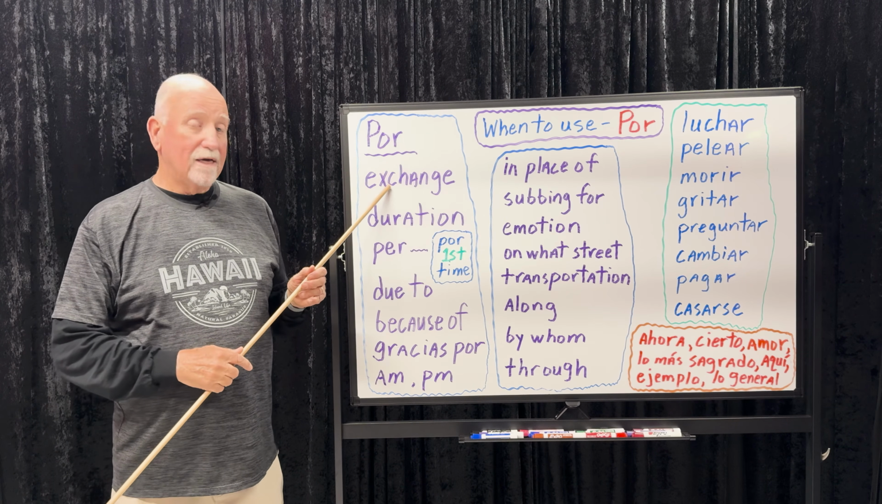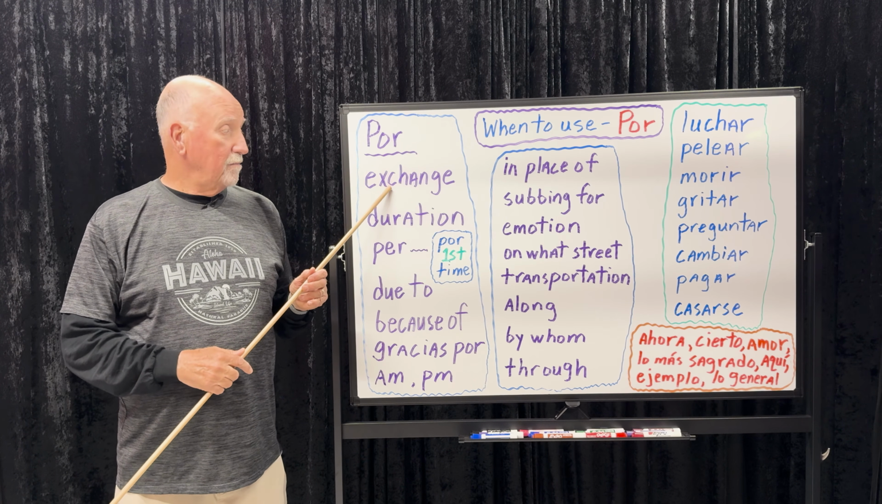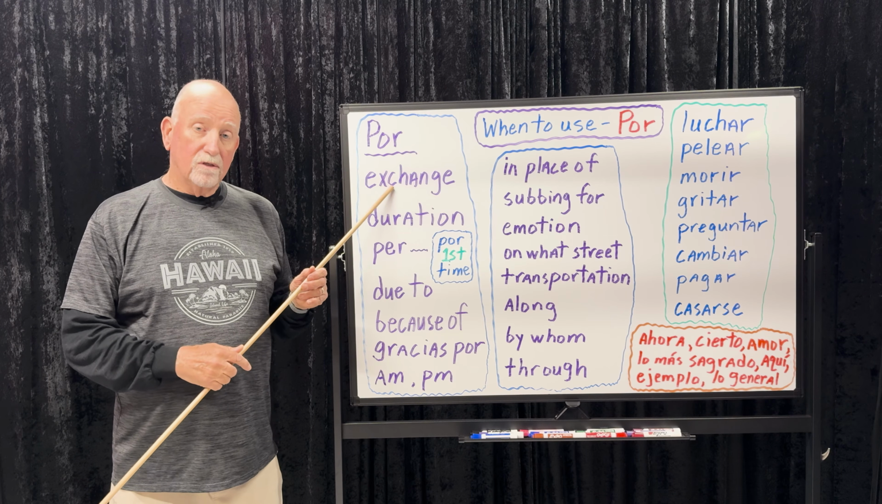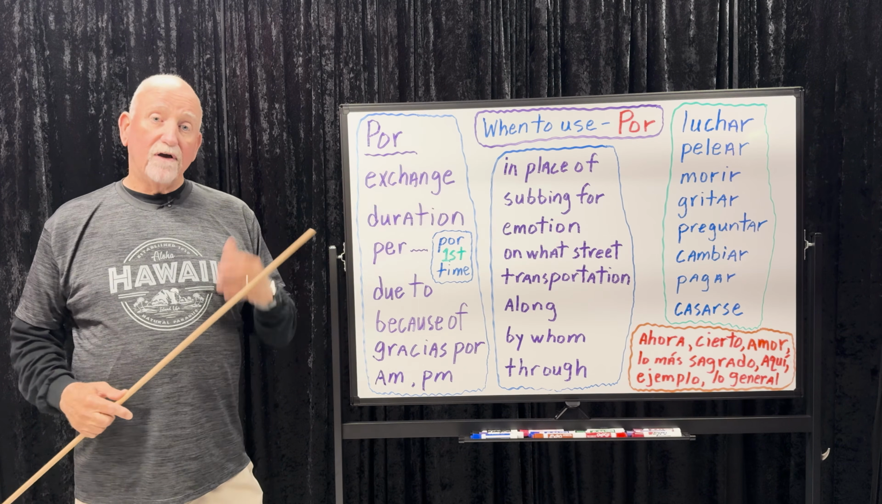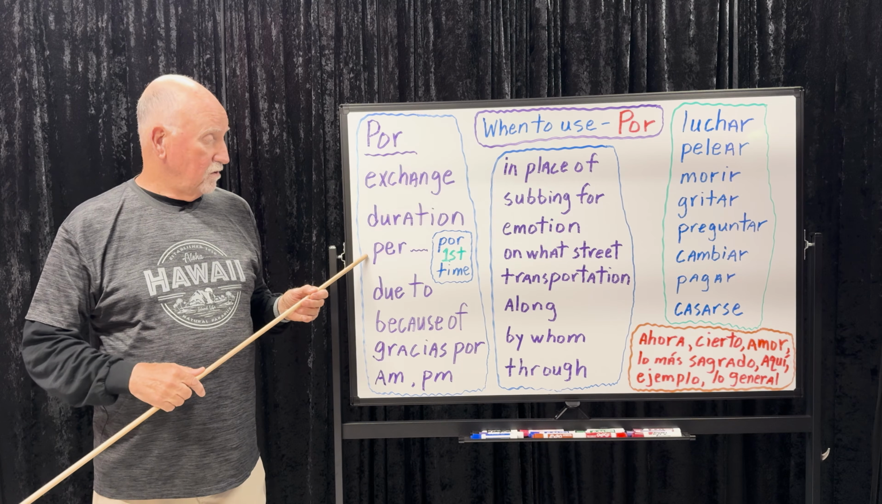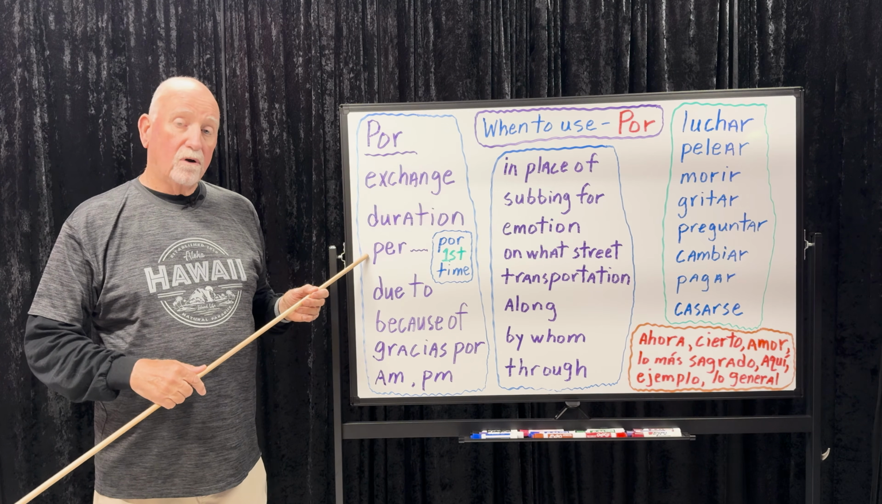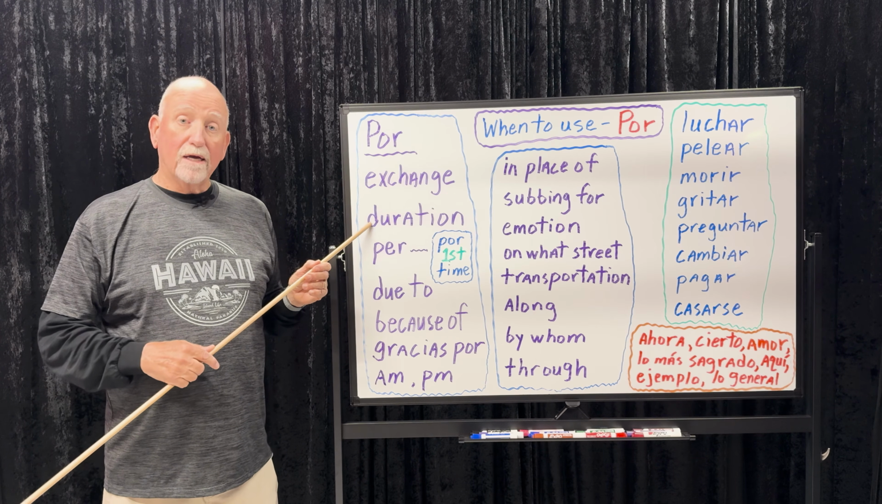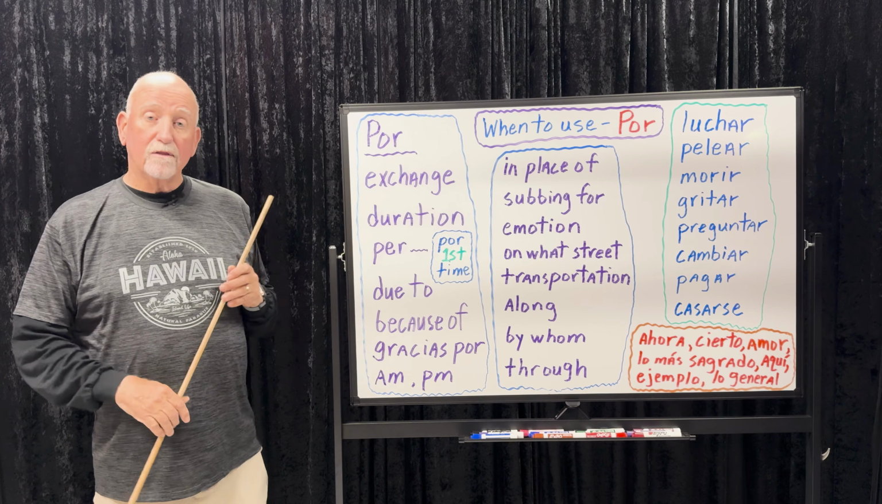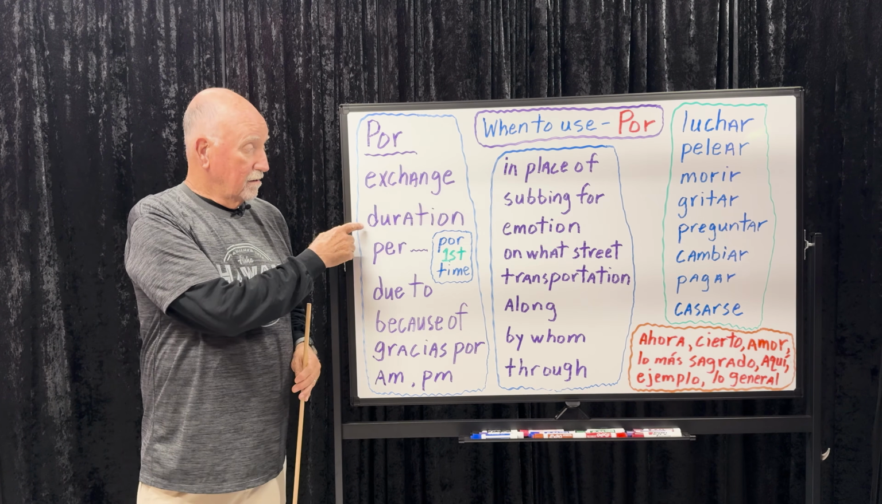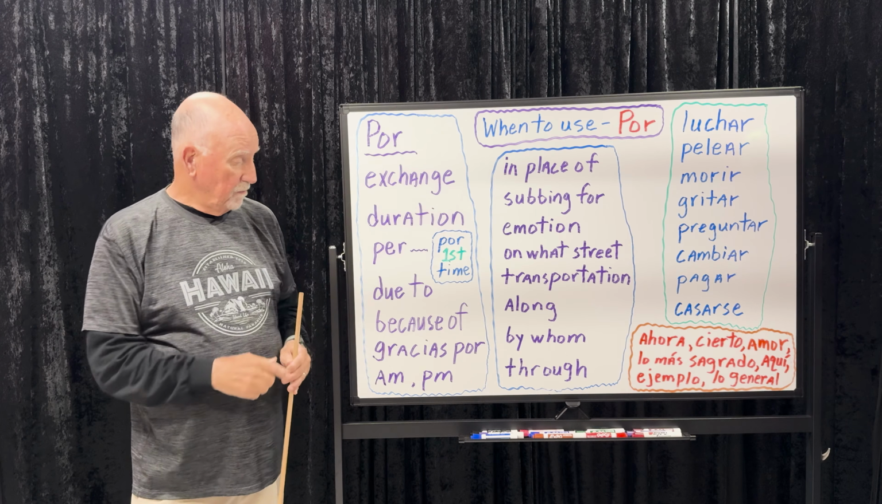I'm going to trade you my camera for your phone. Te voy a cambiar mi cámara por tu teléfono. 55 miles an hour, 55 millas por hora. For a week, por una semana. For a month, por un mes. For a long time, por mucho tiempo.